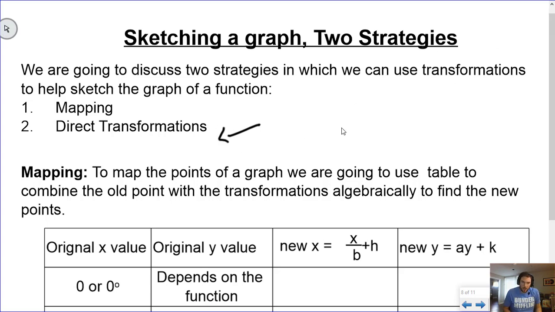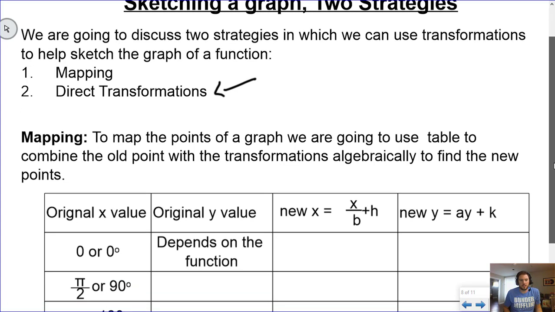In fact, it gets to a point where just doing the direct transformations actually becomes more useful, because when we go from the graph back to the equation, the idea of doing it by using the mapping is going to be very difficult. If you understand the transformations, it's going to make your life a lot easier.